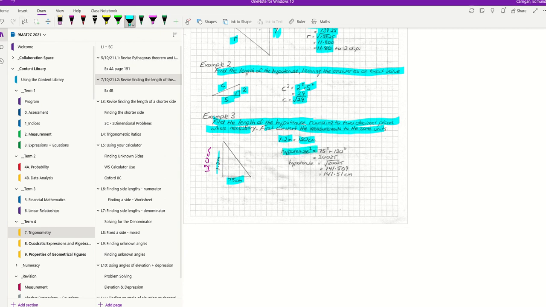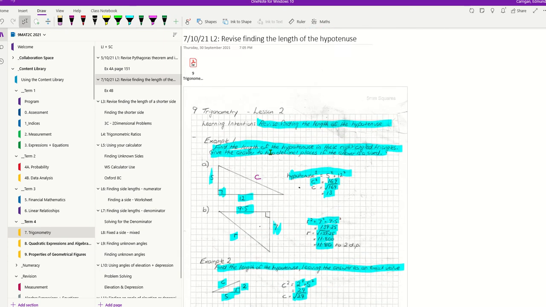My hypotenuse squared is equal to 75 squared plus 120 squared, which is 20,025. Hypotenuse is the square root of that. Putting that in my calculator to four decimal places, I've got 141.5097. So to two decimal places, my answer is 141.51.